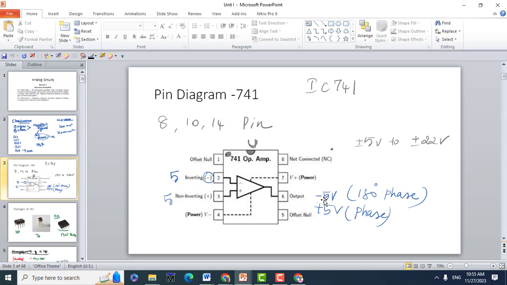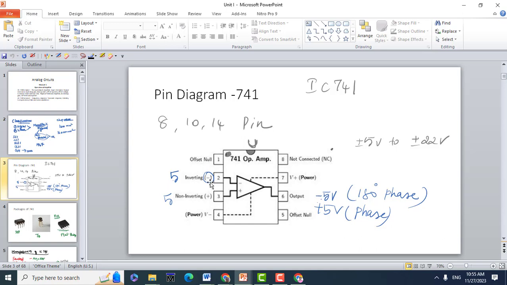So if you see the pin diagram of operational amplifier 741, IC 741, it's an 8-pin IC. The first pin is an offset null. You have a dot terminal here, meaning wherever the dot is placed in an IC, to the left side of it, that is pin number 1. So pin number 1 is offset null. 2 and 3 are the inputs, inverting input and non-inverting input.